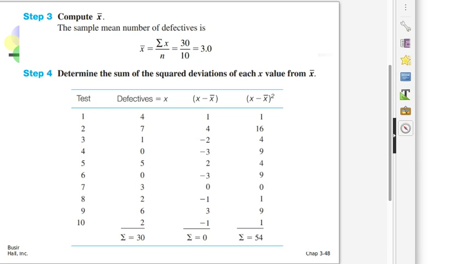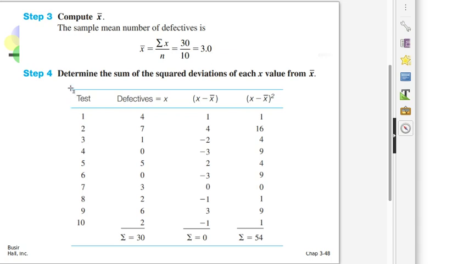Step 3, compute the mean. The sample mean number of defectives is, the mean equals the sum of all x divided by n, or the sum of all x is 30 divided by 10. The mean is 3.0.